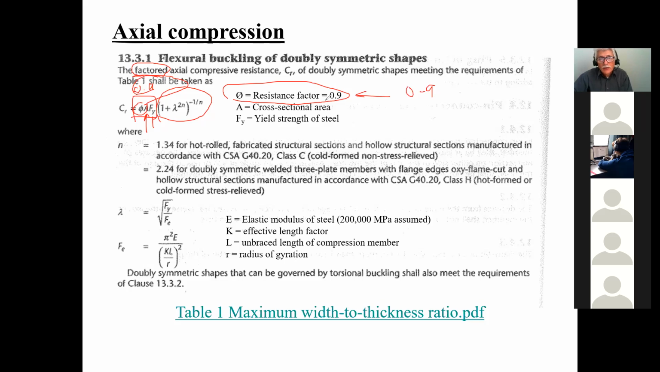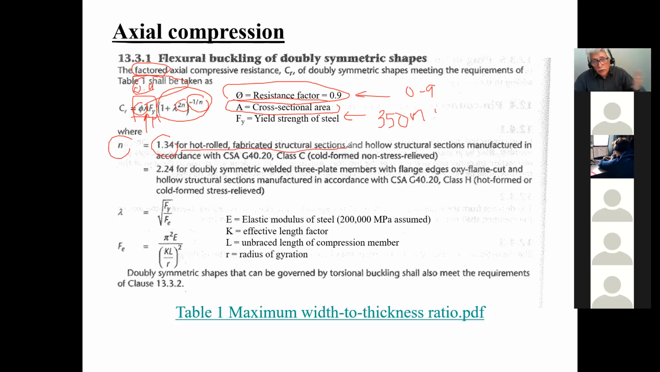A, of course, is your cross-sectional area. And this is the strength of your steel, Fy. Right now, the most common value that we find for shapes is 350 MPa. Now, the n value in this equation, there are two values for n. n is 0.13 for hot rolled, fabricated structural sections. In other words, all the W shapes that you have out there are hot rolled.